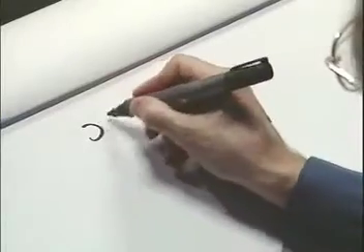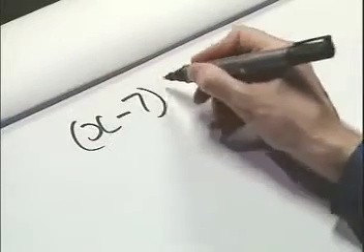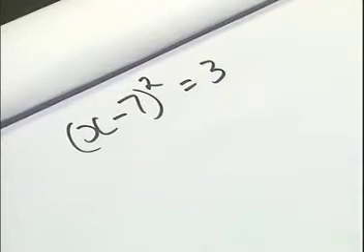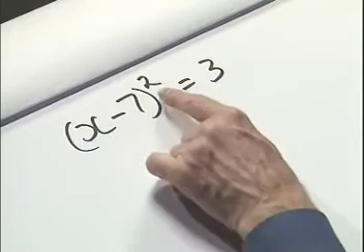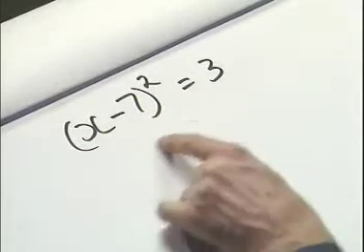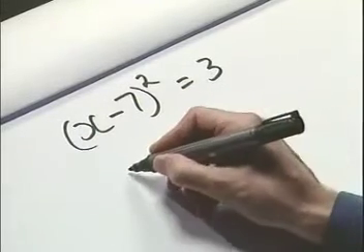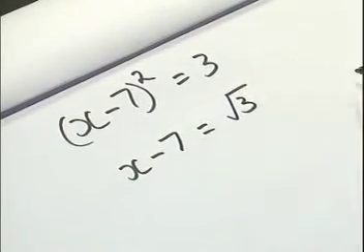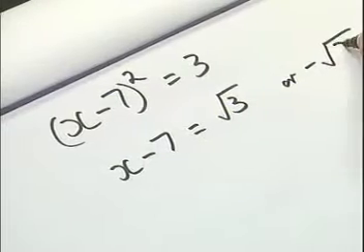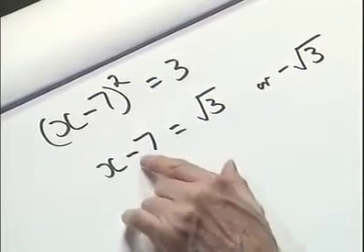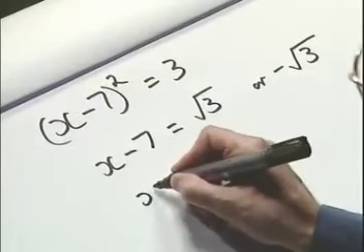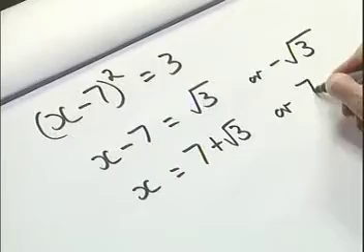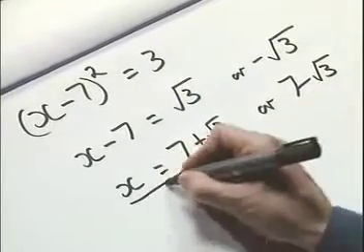Let's have a look at something now like x minus 7 all squared equals 3. How can we solve this? Well, again, this side of the equation, we've got something called a complete square. So we can take the square root of each side. x minus 7 is equal to the square root of 3 or minus the square root of 3. And so we can now add 7 to each of these. So x is equal to 7 plus root 3 or 7 minus root 3.